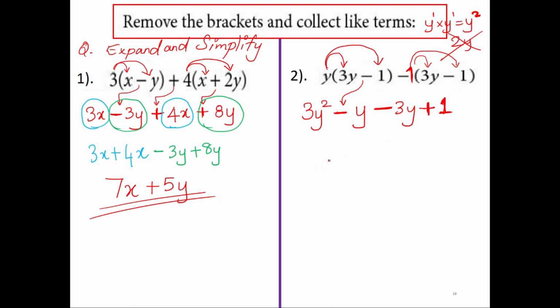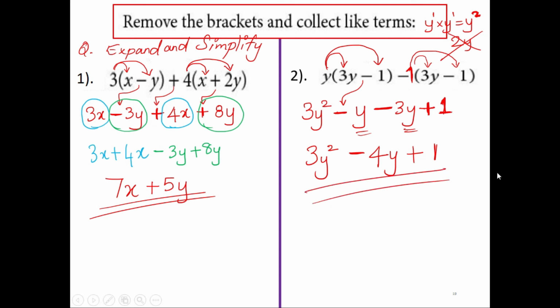Okay. Now the next part is combining the like terms. Since we have 3y squared, there is no other term with a y squared. So you have 3y squared which remains. And you have minus y and minus 3y, which turns out to be minus 4y because they are like terms, and plus 1. So that is your answer.